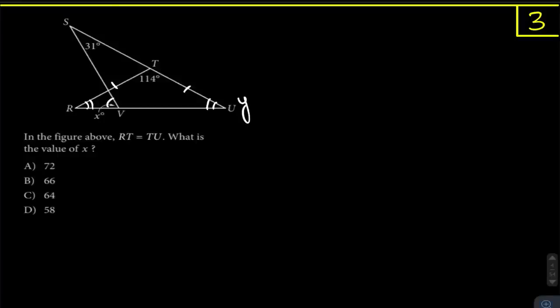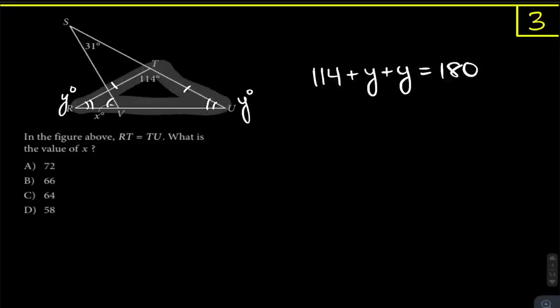And we'll call this angle y, all right? So I'll say y degrees. Now, why I'm naming both of these y is because they're the same. We just said that since we have an isosceles triangle, this angle is equal to this angle. So we're going to say that 114 plus y is going to equal 180, because all the angles in this triangle add up to 180. That's going to be a great way for us to find what y is.